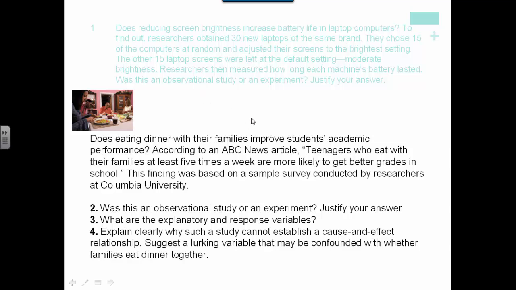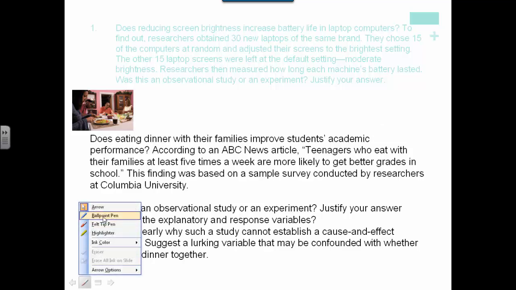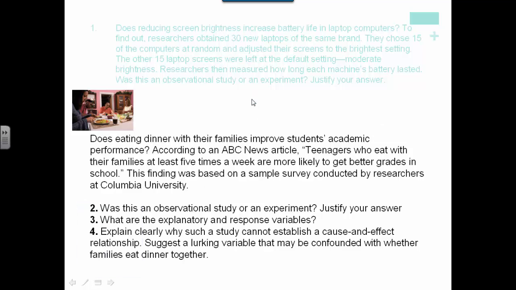Does reducing screen brightness increase battery life in laptop computers? To find out, researchers obtained 30 new laptops of the same brand. They chose 15 of the computers at random and adjusted their screens to the brightest setting. The other 15 laptop screens were left at the default setting, moderate brightness. Researchers then measured how long each machine's battery lasted. Was this an observational study or an experiment? Let's look carefully at the example. This would be classified as an experiment.